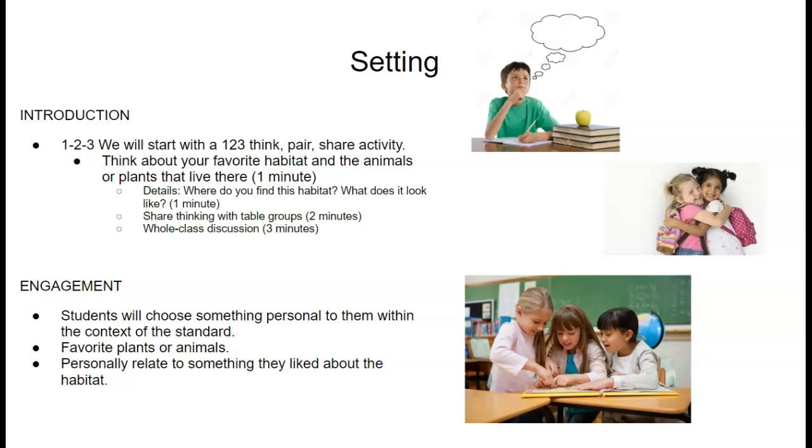What we want is for them to think about their favorite habitat and the animals and plants that live there. Where do you find this habitat? What does it look like? Then we're going to have them share with their table groups, and then we're going to have a whole class discussion. We think this engagement will be good for students because it will help them choose something that's personal to them within the context of the standards. They'll be able to think of their favorite plants and animals and personally relate something they liked about the habitat.